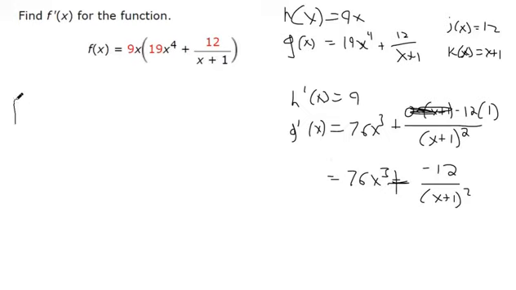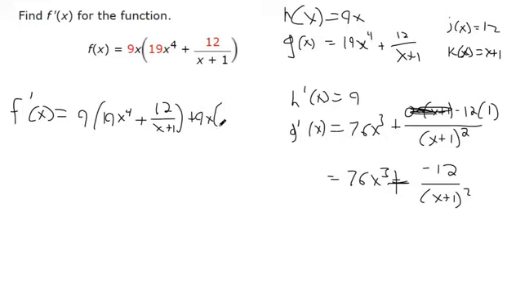Okay, so we can plug everything into the derivative of f of x. The derivative of f of x is the derivative of the first function times the second function, the same, plus the first function kept the same, times the derivative of the second function. So the derivative of this stuff, we just simplified to be 76x to the third. And then it's plus a negative 12, so I'm going to just say minus 12 over x plus 1 squared.